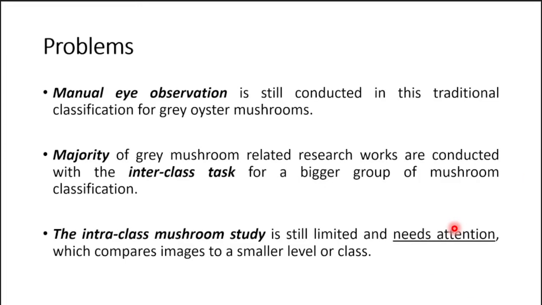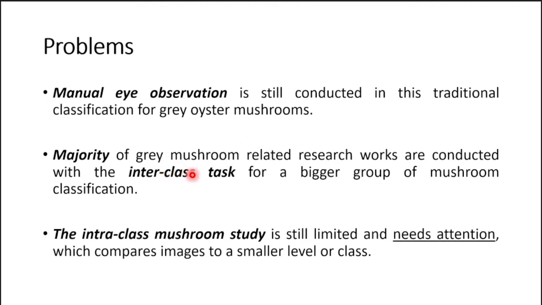So speaking of the problems, basically we are facing several problems on-site or outside of the field. The first thing is the manual eye observation during the classification process. Basically it was conducted traditionally by eye observation, which leads to miscategorization and less performance of grading, like grade 1 could be classed as grade 2 and so on.